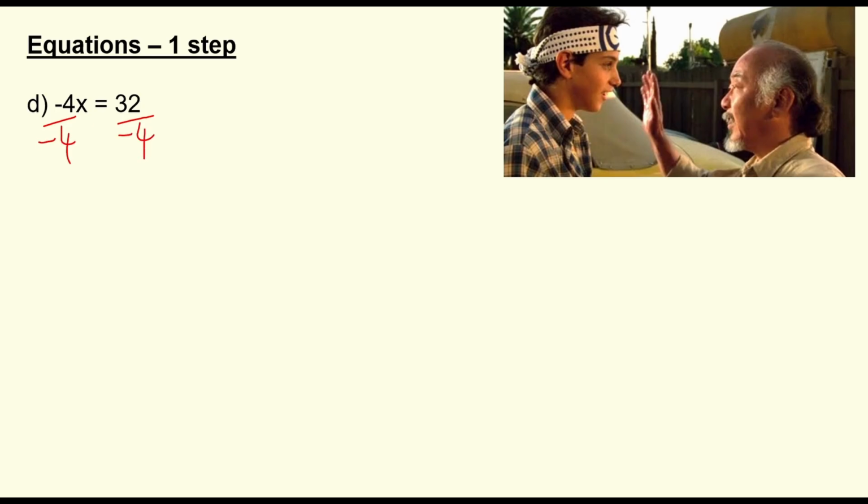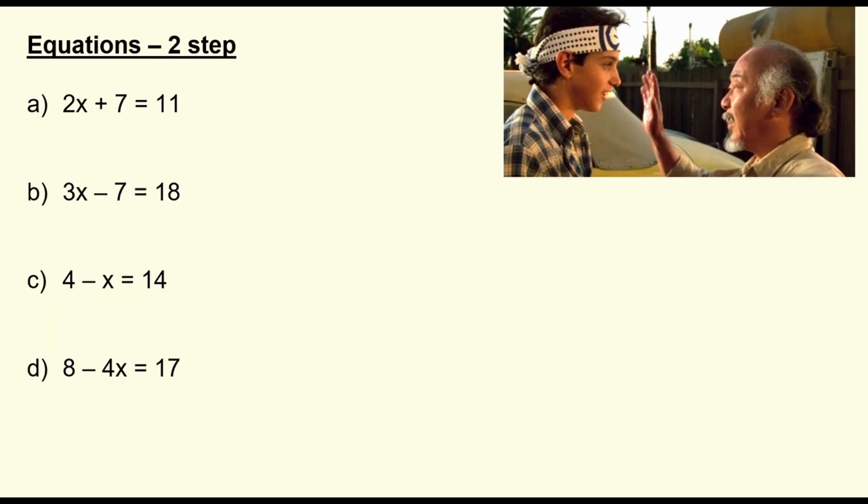coefficient. It just happens to be minus 4 this time. But minus 4 will cancel out minus 4, and now you've got to do 32 divided by minus 4. Well, 32 divided by 4 is 8, so 32 divided by minus 4 is minus 8. So even when the negatives come along, sticking to that method, we get our answer. Okay, let's move on to two-step equations.